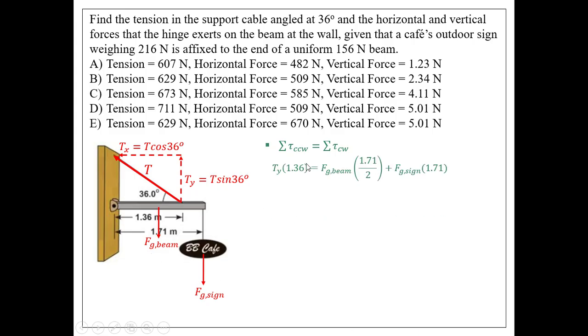So here, I'm just going to apply again counterclockwise versus clockwise. Pulling on the beam using the vertical Ty component will cause it to rotate counterclockwise. And how far is it from the axis of rotation? If you look, Ty is a distance of 1.36 away from the axis of rotation. So on the left side, that's it, right?